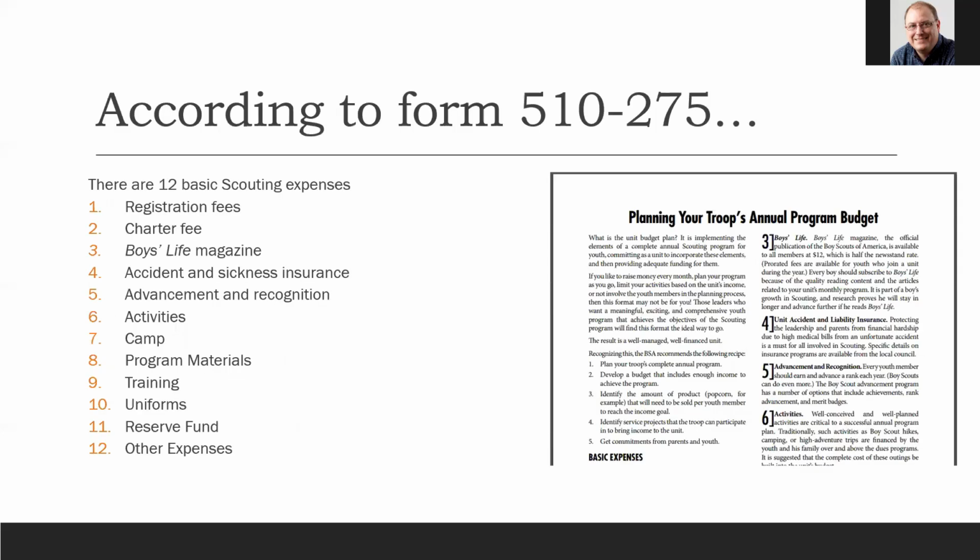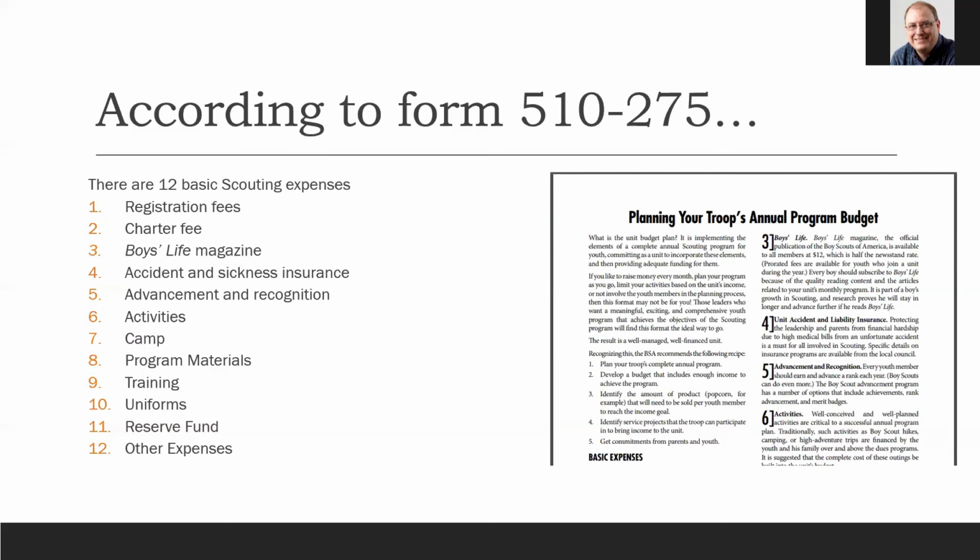Not to worry, it's scouting, and there is a form for that. Though, in this case, there doesn't seem to be a patch. Scouting says there are 12 areas of basic expenses you should be thinking about. We'll look at them briefly as we move forward, but if you don't have an existing budget to work from, this is a good starting point.